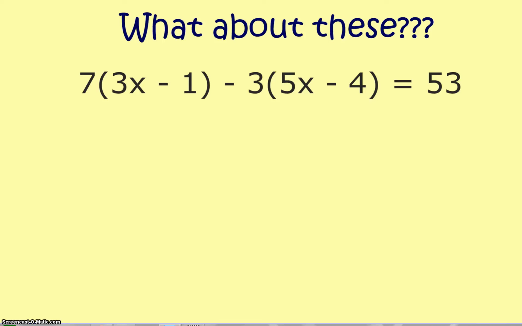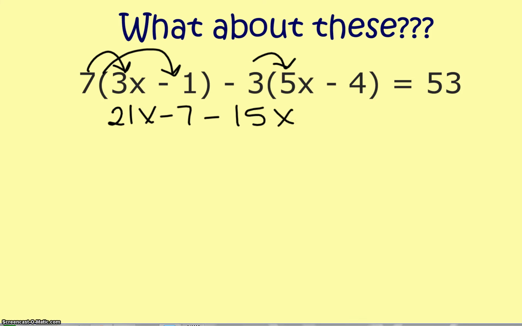Alright, what I want you to do now is to write this example down and hit pause. I want you to work this example and tell me if you come up with the correct answer. I'm going to go ahead and work it out now so that way you can check your answer. 7 times 3x is 21x. 7 times negative 1 is minus 7. And then this subtraction sign makes this 3 negative. So negative 3 times 5x is negative 15x, and negative 3 times negative 4 is plus 12, equals 53.